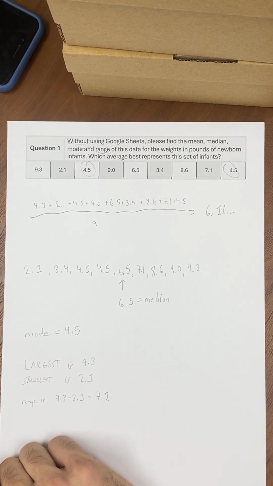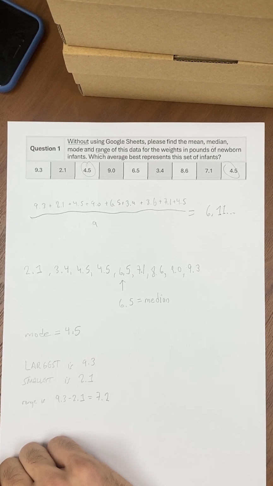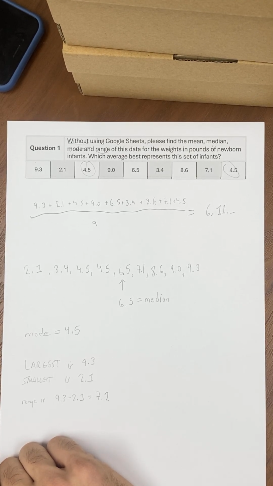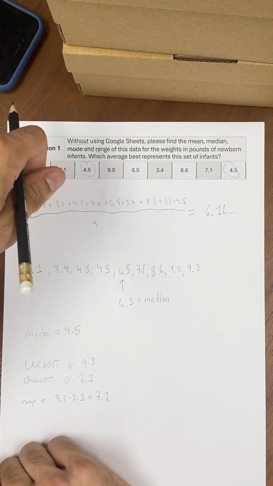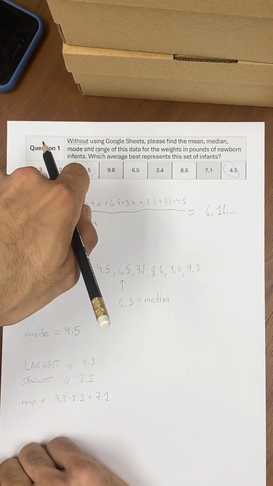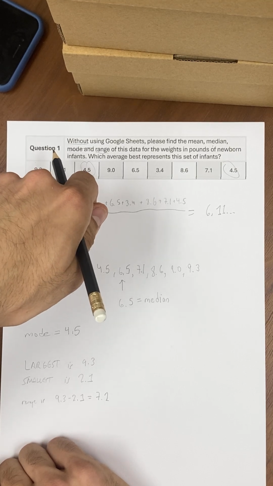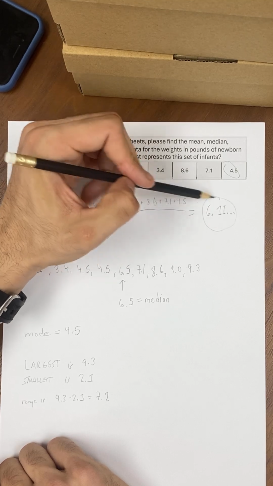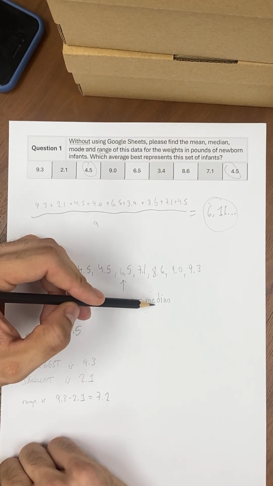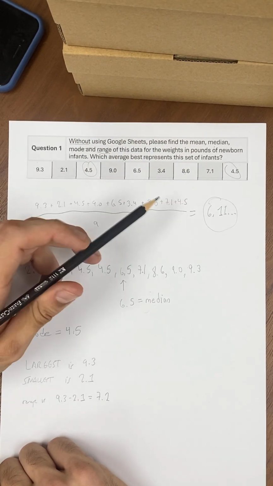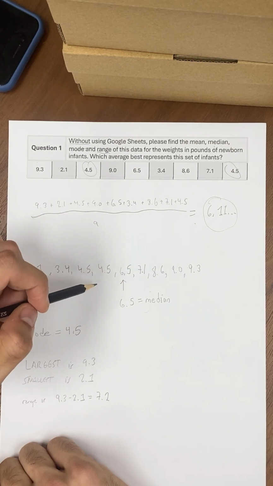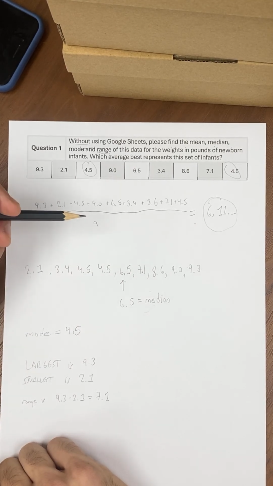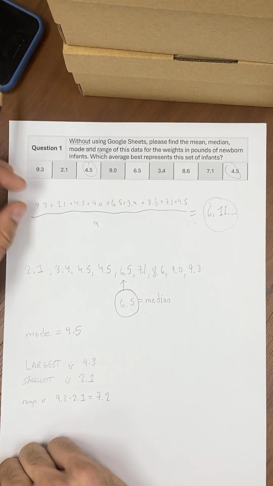My feeling is that the median best represents this data. The median is an actual infant in the set, so it's always good to use an actual person or actual thing from the set. And it's almost the same as the mean. So if we use the median, not only are we close to the mean, but we're also using a real representative. So that's why I choose median.